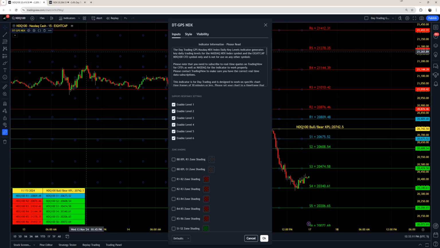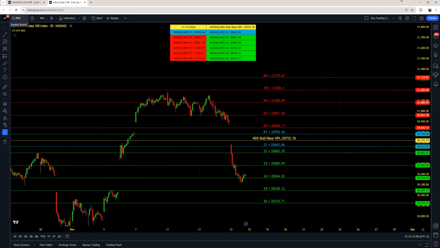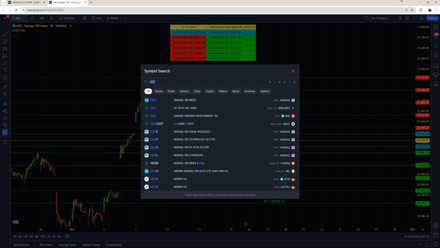Before we go into anything else, I'll show you on the symbol search. For example, this chart is on NDQ 100. You simply type in NDQ 100 and go to the index CFD 8 cap, and that's the symbol you use if your chart is on that. This other chart is on the main NDX Nasdaq index. If you go to symbol search and put in NDX, you'll see index and Nasdaq. That is the one you want to select for that.